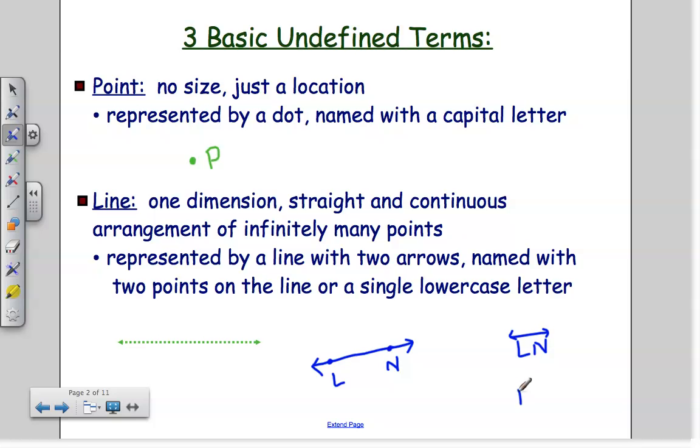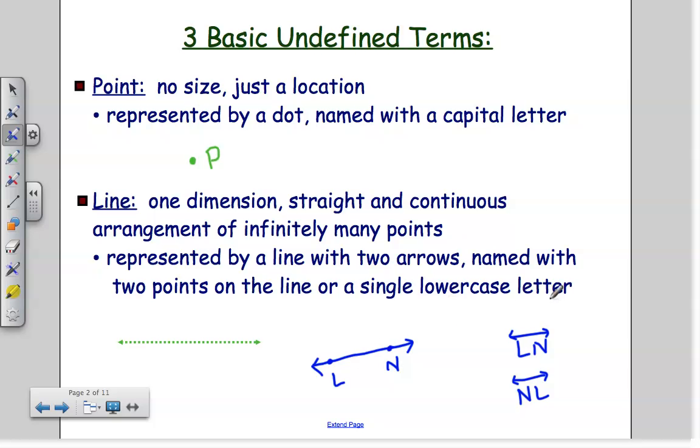I could also use those 2 points and just change the order of them. This could be line NL, again with a line actually over the top. A lot of symbolism in geometry, a lot of symbols that stand for what we're representing. So this is saying I'm talking about this line NL or line LN.